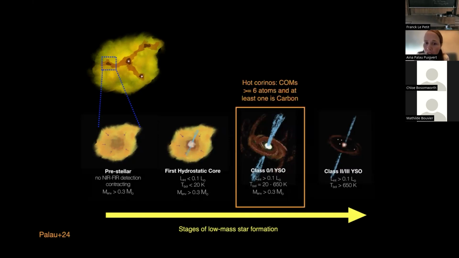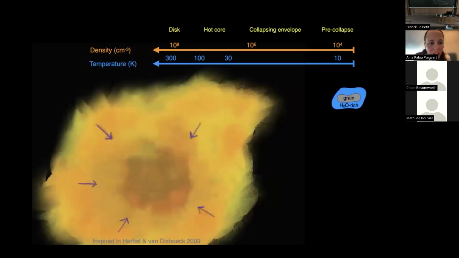So something very interesting that happens in this class 0 first stage is that in some cases we can observe a very complex chemistry. And by this, we mean that we observe molecules with 6 or more atoms, and one of them is carbon. So this is very interesting because at some point it's going to set the conditions for planet formation.